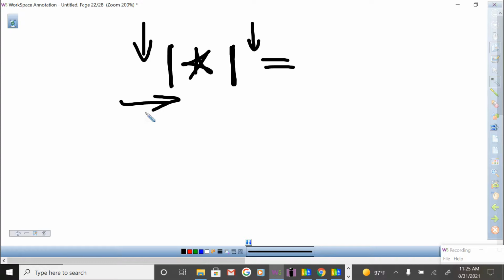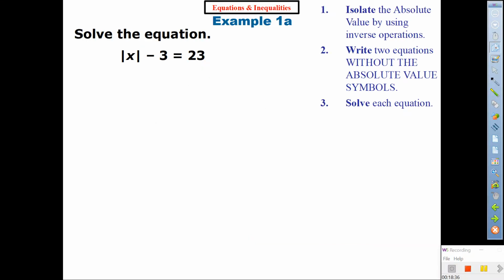Could there be numbers inside? Yes, it doesn't matter what's inside. But outside, we cannot have anything outside. Is everybody following? Okay, let me go back to the problem at hand. Writing utensils down, look up to the screen.